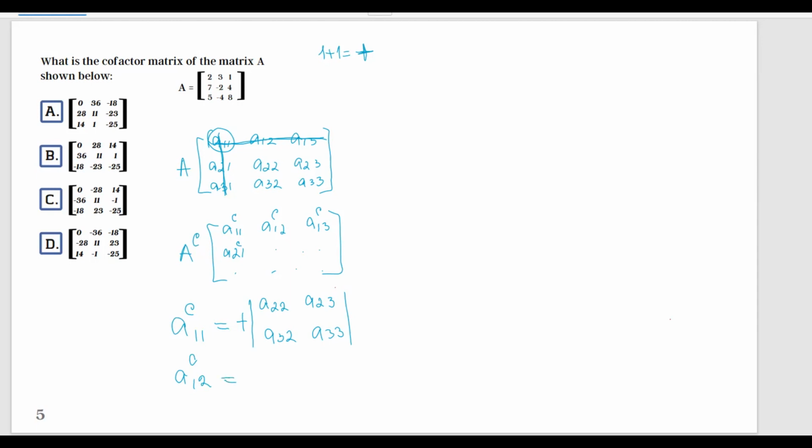matrix, this element, this is gonna give me, let's cut this out, let's take this out. So I have to take this circle out, cut out the line and the column, and I'm left with the determinant for A21, A23, A31, A33, and then since 1 plus 2 is an odd number, I'm going to add a negative in front of this determinant.